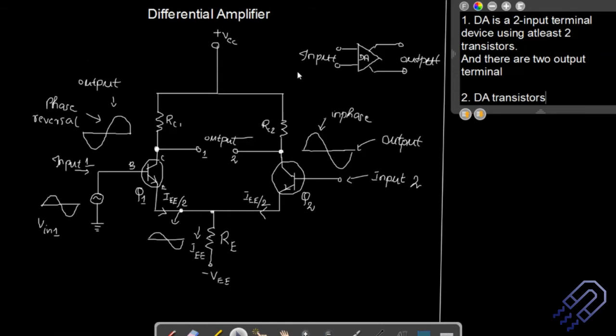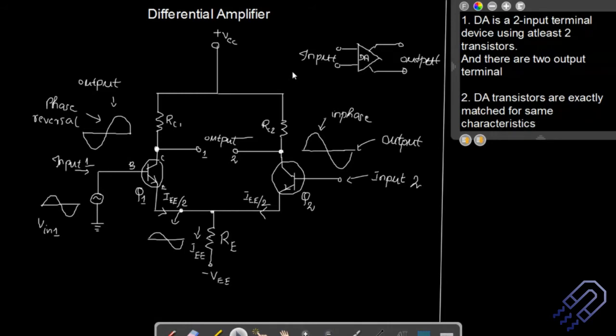Differential amplifier transistors are matched. They are exactly matched. If they are not exactly matched, there will be a lot of distortion in the signal. You are not going to get an amplified signal, which is the entire aim of this amplifier. So it's important that both the transistors are matched. Matched for what? For the same characteristics.